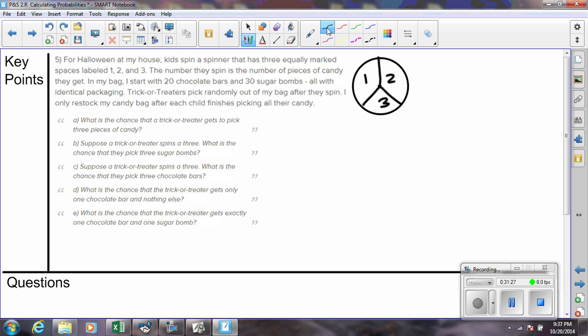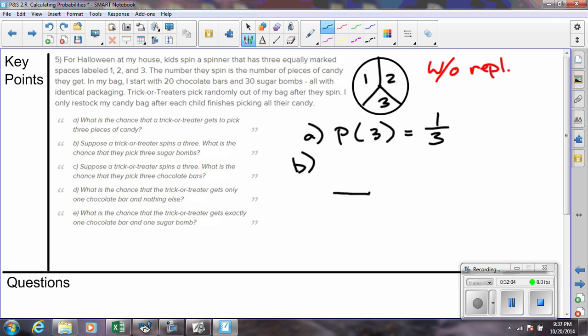So for part A, understanding that this is without replacement, we would have to say, what is the chance that they get to pick 3 pieces of candy? Well, the spinner tells them how many pieces of candy they get to pick. The probability that they get a 3 for 3 pieces of candy, 1 out of 3. For part B, suppose that they actually do spin a 3. So if they've spun a 3, then that means you get candy number 1, candy number 2, candy number 3.